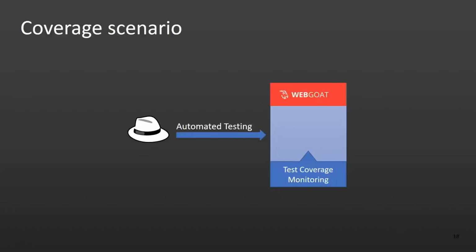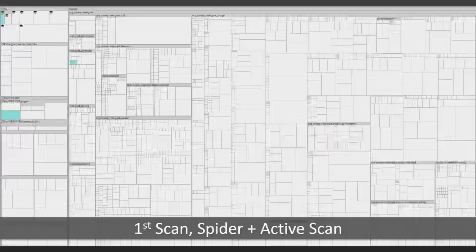So let's look at a coverage scenario. I took WebGoat and OWASP Zap, and I was monitoring it during my testing activities with Code Pulse. I launched Zap, pointed it at the WebGoat URL and let it do its spidering, let it do an active scan, and this was the coverage I got.